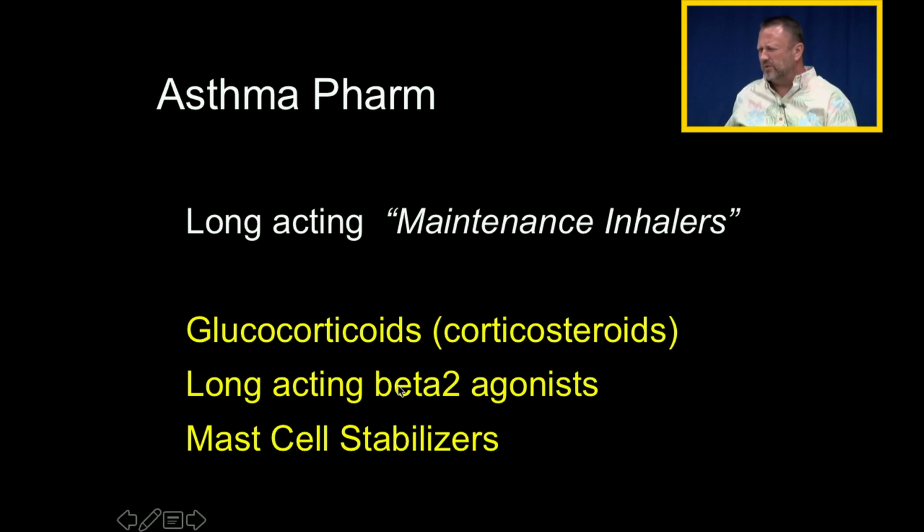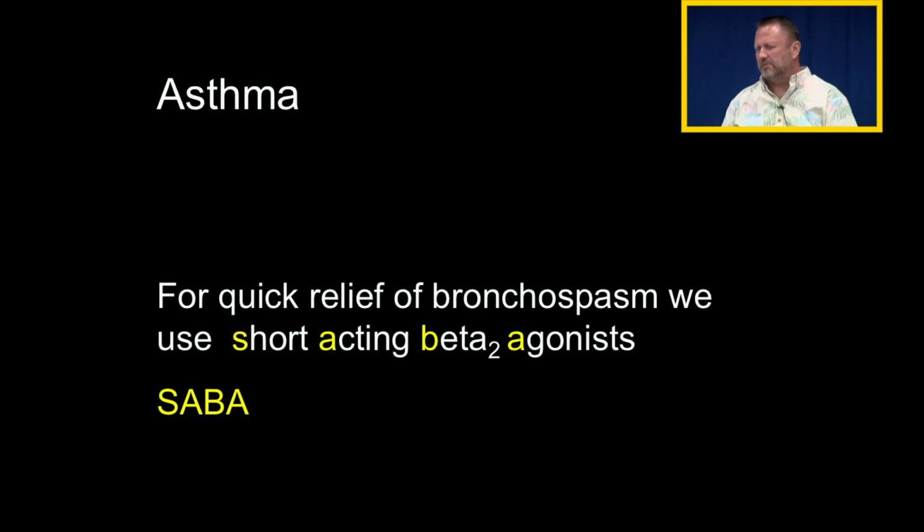We'll talk about the corticosteroids when we talk about endocrinology in our next set of lectures. And then we're going to talk about beta-2 agonists and mast cell stabilizers. Again, these are called maintenance inhalers because we use them on a regular basis. They can prevent exacerbations of asthma.